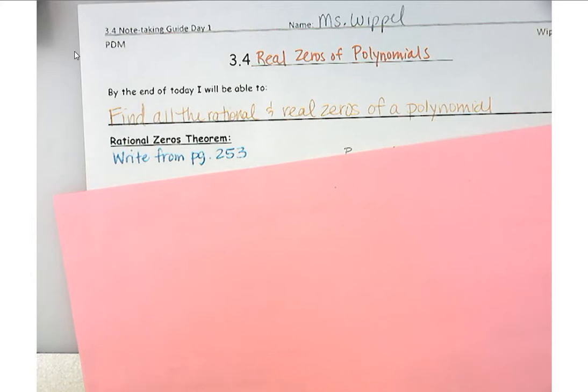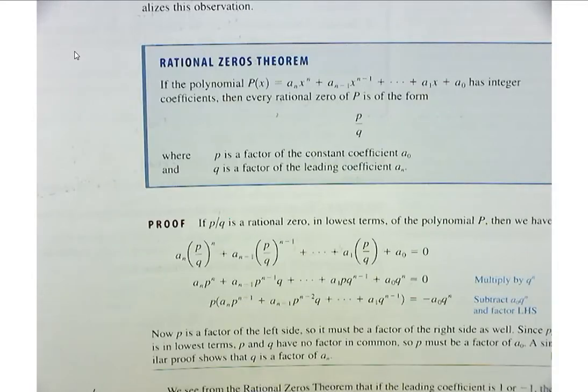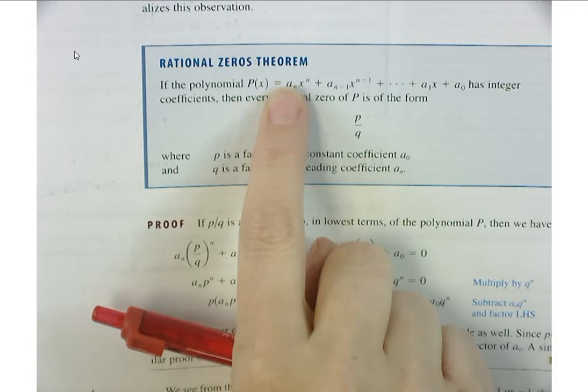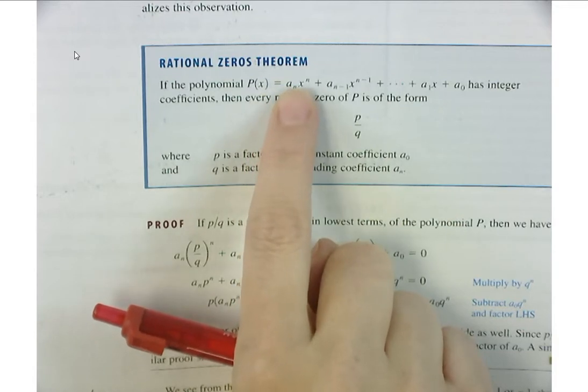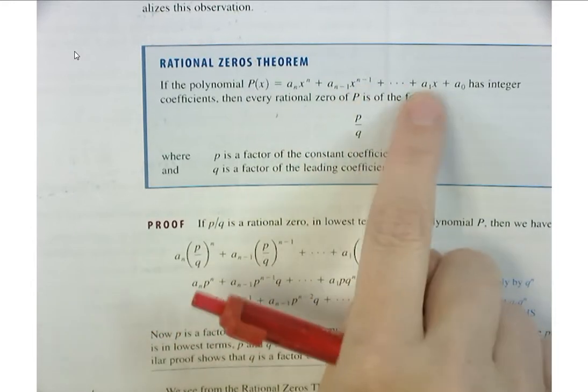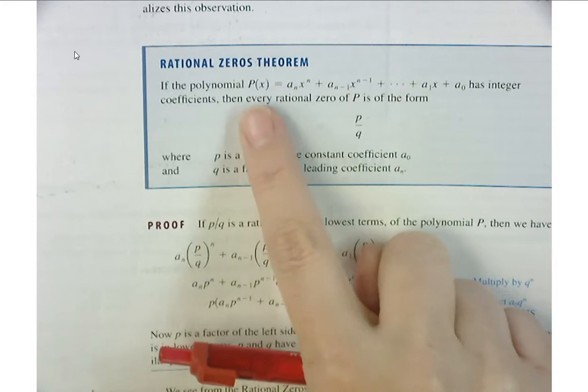And then I asked you to write the rational zeros theorem from page 253. So there's a blue box of information here, and we're just going to talk about what some of this means. So you have P of x equals a sub n x to the nth, a sub n minus 1 x to the n minus 1, until you get to a sub 1 x plus a sub 0. So I'm just going to go over what that means.